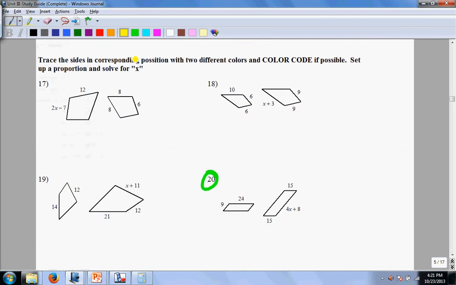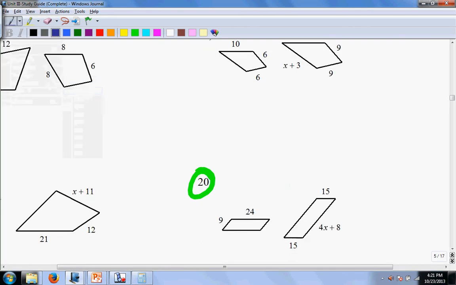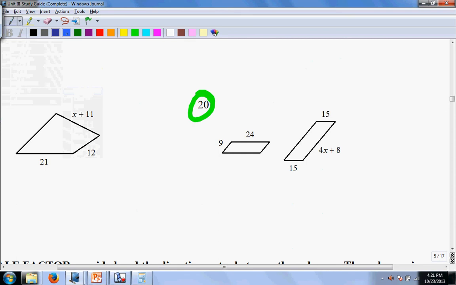It says, trace the corresponding positions with 2 different colors and color code if possible. Set up a proportion to solve for x. Let's take a look at this one. So I'm going to use 2 different colors. I'm going to go short side to short side. Then we're going to color code long side to long side. So color code your sides and make sure they're in the same position.